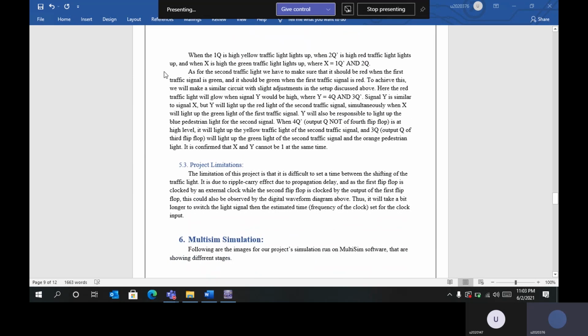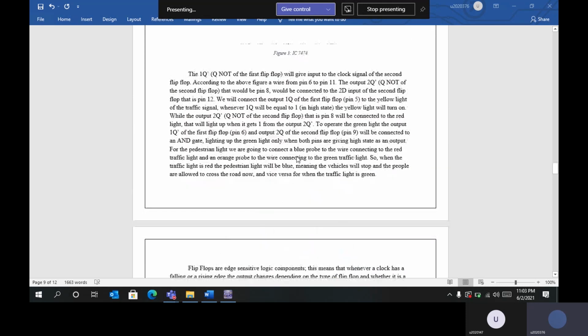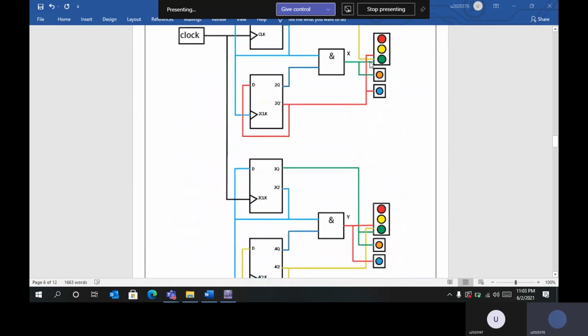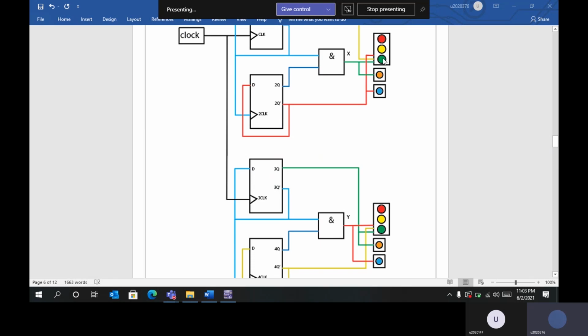As for the second traffic light, the circuit will be similar to above, as my partner Hamza discussed in the block diagram. We will only change the output arrangement. Here, the AND gate is connected to the green light, while for the second node, it will be connected to the red light, to make sure that when the green light is lit here, at the same time a red light would glow over here.